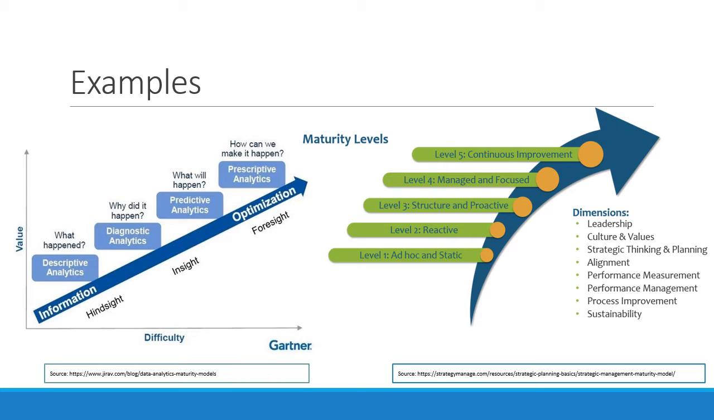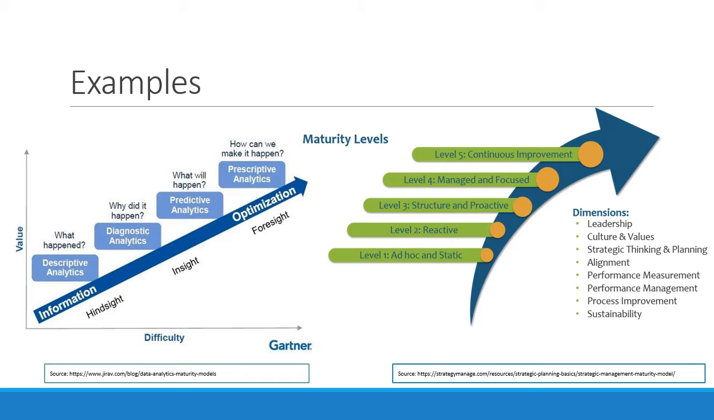The second maturity model, the one on the right, shows increasing maturity in strategic management. It has 5 progressive levels. Progressing from strategic management, that is at the bottom there, level 1, ad hoc and static, to level 5, strategic management that is geared towards continuous improvement.